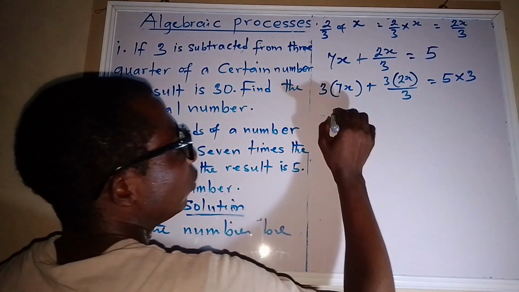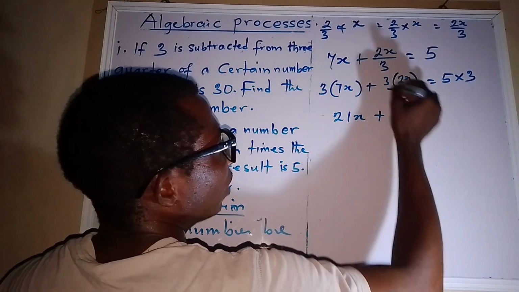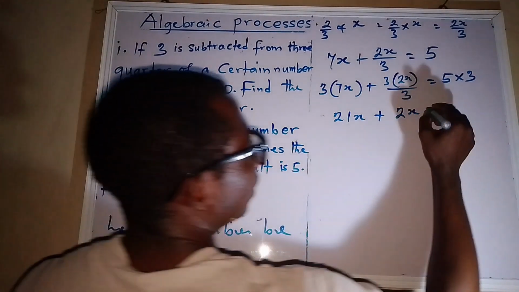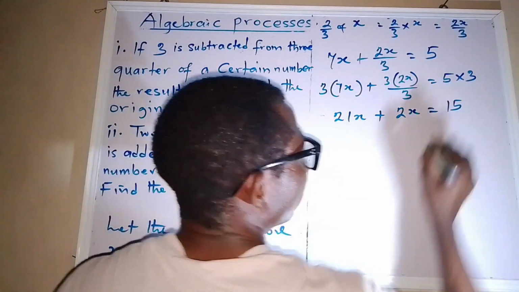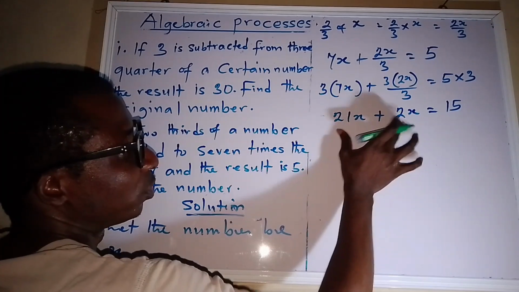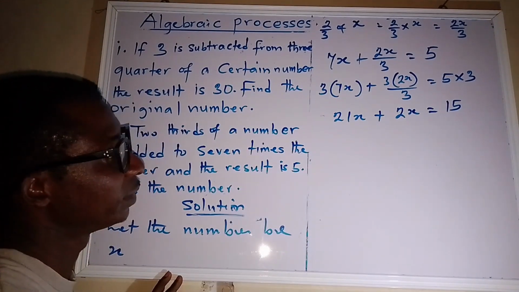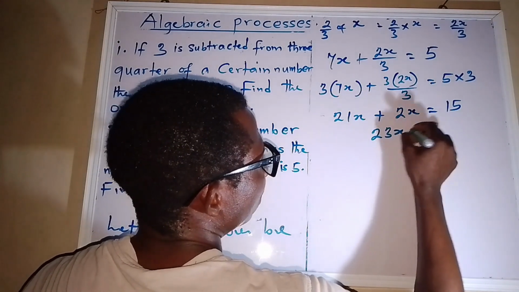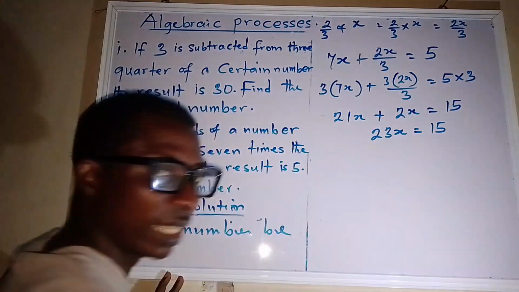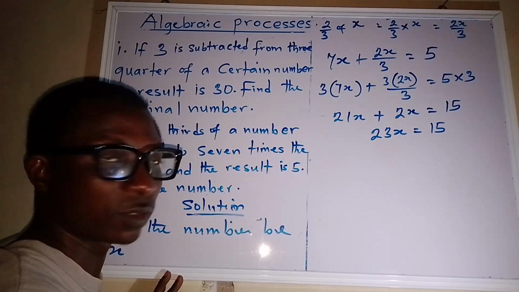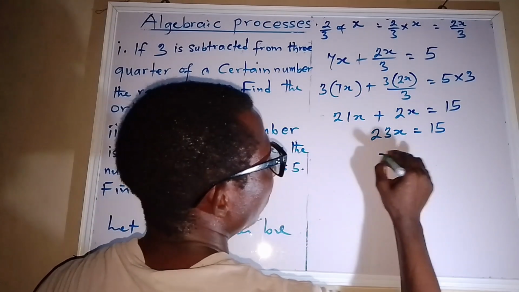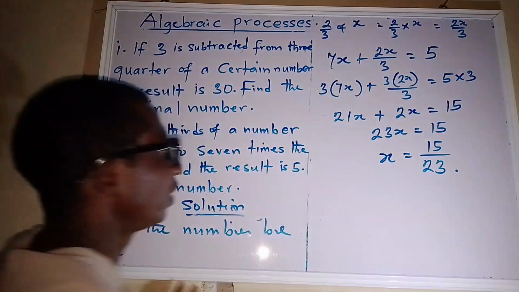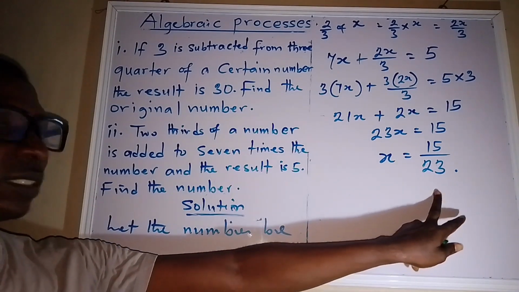All right, so this one will give you 21x plus, 3 cancels 3, so we have 2x. And this gives you 15. Okay, so you add this and this together. Now you have 23x equals 15. The next thing is to divide both sides by the coefficient of x. That is 23. So we have x equals 15 over 23. So this is the required number.